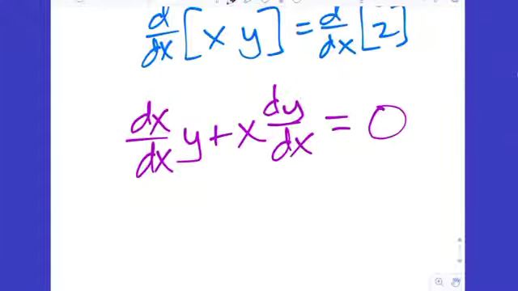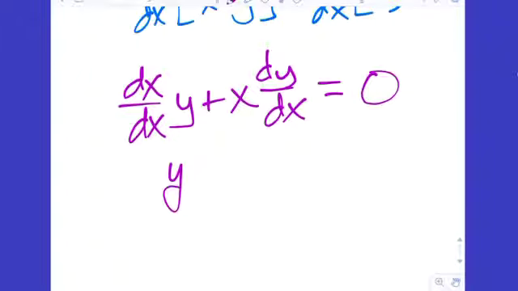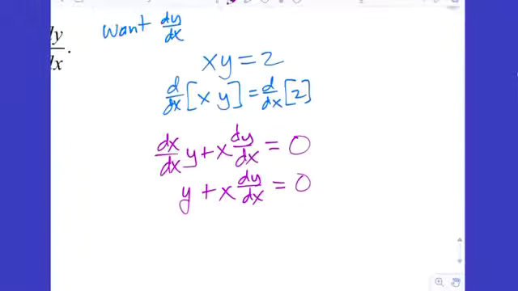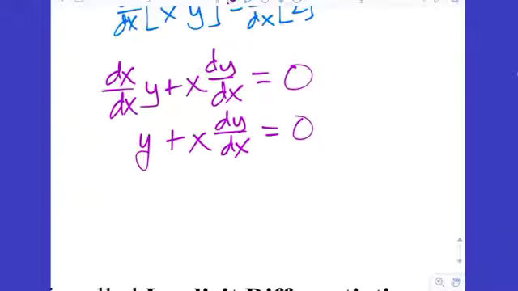All right, so we have (dx/dx)y plus x dy/dx. But of course, what is dx/dx equal to? 1. So again, we don't have to show it, but we do have to show dy/dx because dy/dx is not equal to 1. So there's the derivative part, but now guess what we have to do? Since we still want dy/dx, we have to algebraically solve for dy/dx now. So if I subtract y from both sides and divide through by x, we get dy/dx equals negative y over x.